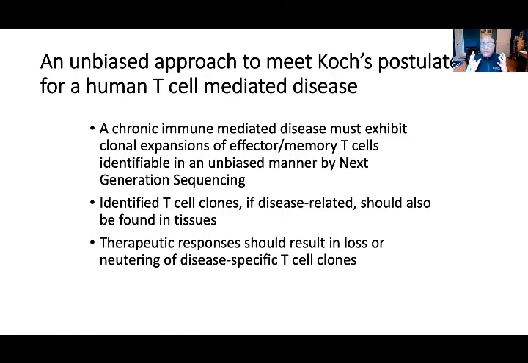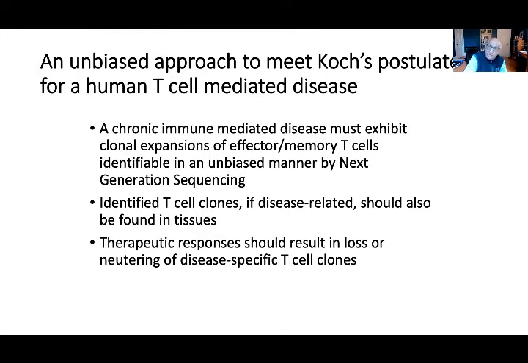So what do we think you need? If your disease is caused by T cells, we think there are some Koch postulates we can use. Are there clonal expansions of effector memory cells? If there are clonal expansions, then we can look at them in detail, and you can prove it's a clonal expansion by next generation sequencing. I'll show you an example of that.